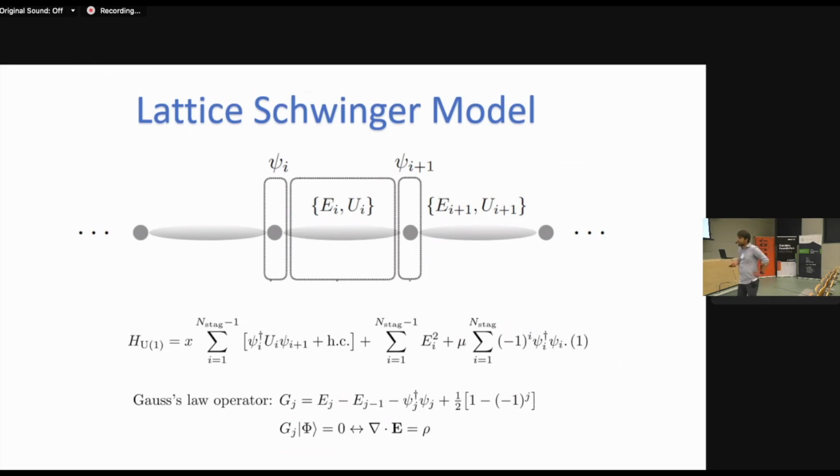This theory has the Gauss law. It has this local symmetry, which is very well known from electrodynamics. So it's really just the original Gauss law, the divergence of the electric field is related to the local charges.